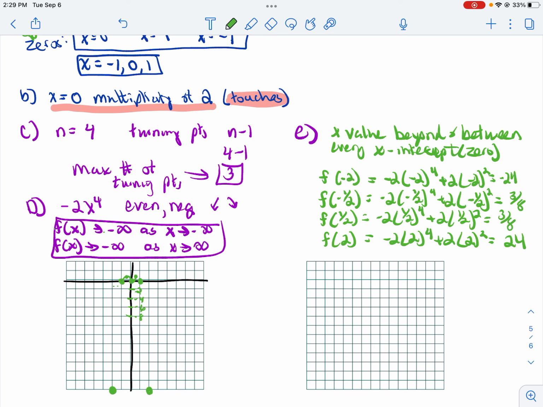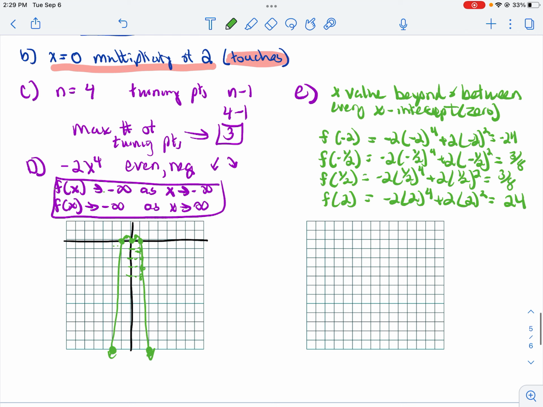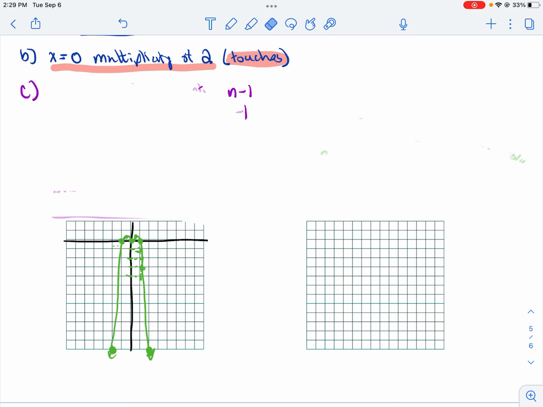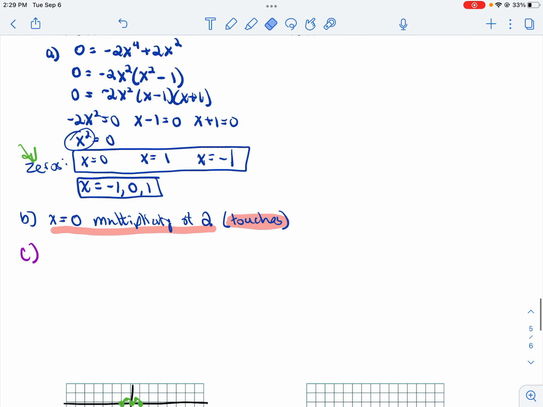So we touch our graph and then we go back up. Notice I'm just touching at 0. But at the other ones, they had just 1, so it crosses the x-intercepts there. It crosses the x-intercepts. And then our end behaviors are going down. And that's it. You sketch your graph. Clear up some room, and let's do one more.